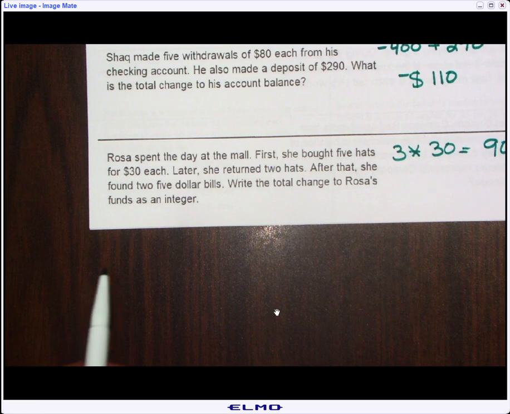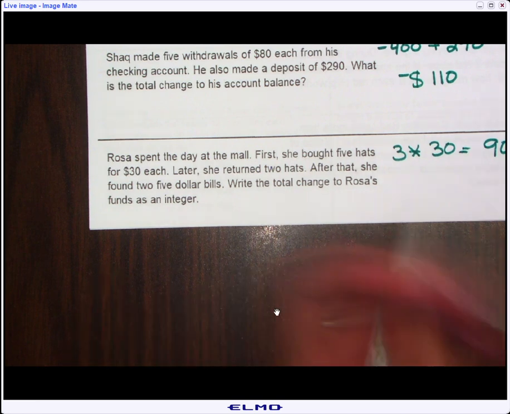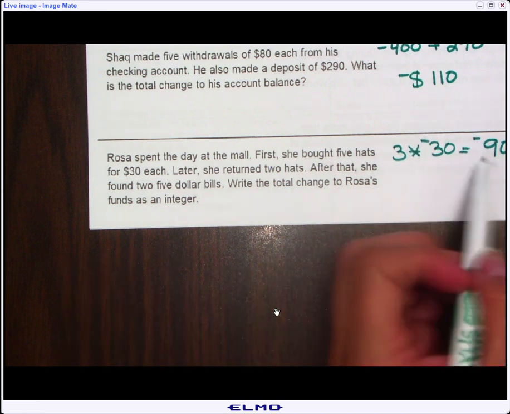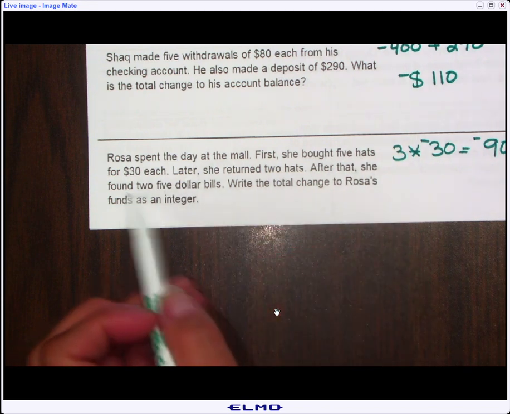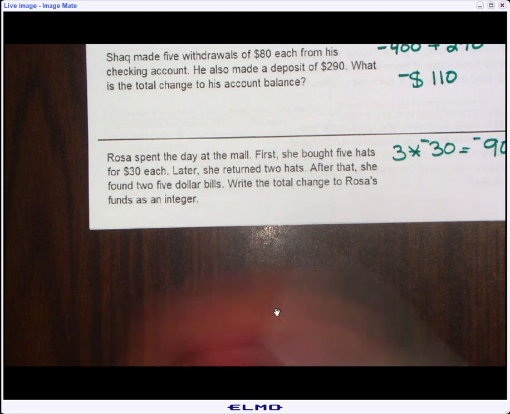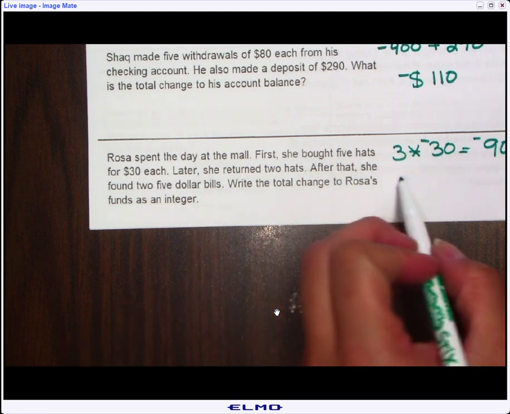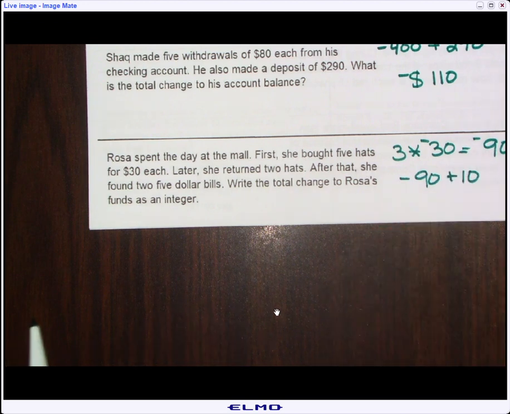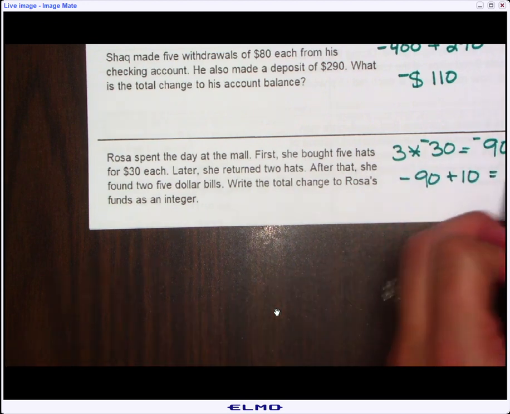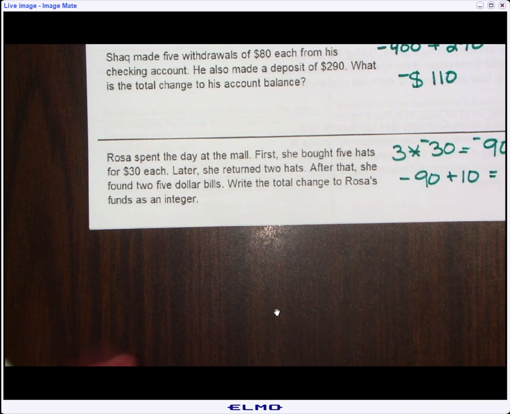And since the $90 was spent, this is money that's leaving our account. This is negative. So she paid that $90. And then she gets lucky and she finds 2 $5 bills. So she ends up finding $10. So she spent 90 on her hats and then she got $10 randomly. That means that she really only spent $80 since she got that extra money.